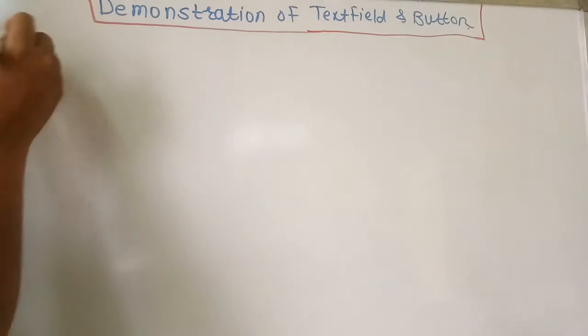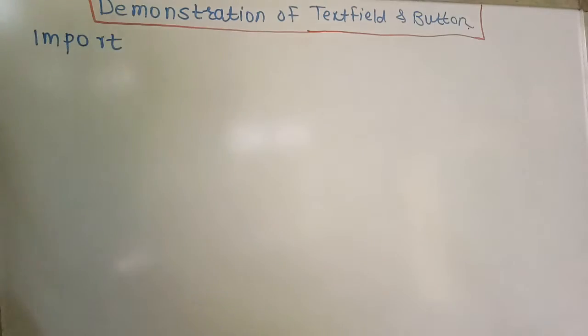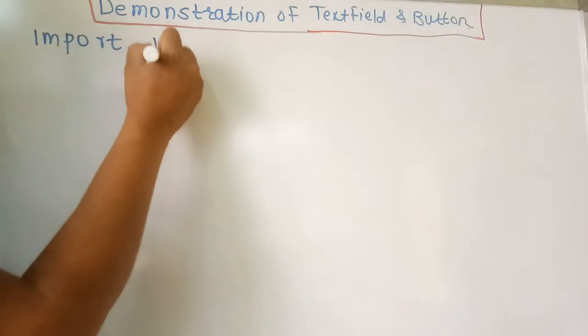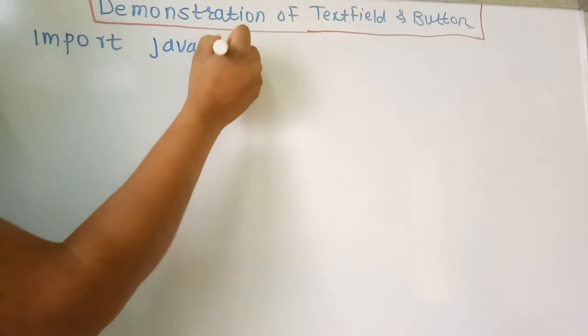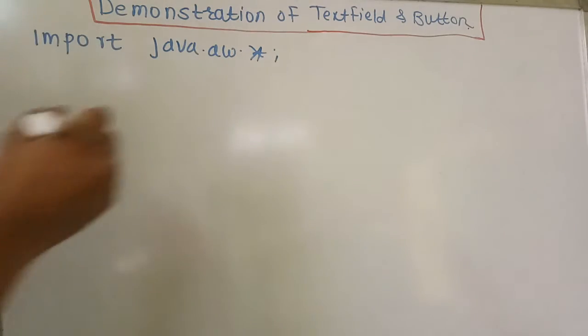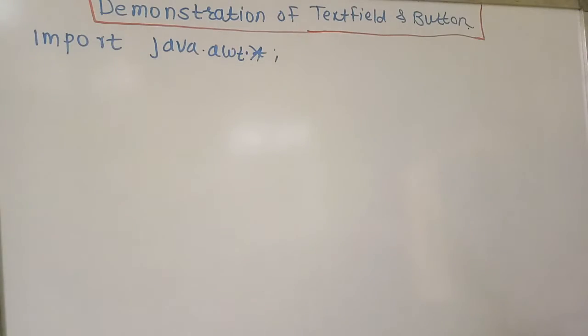So by the regular mechanism, we will start with the header file or the package. We call it a package in Java programming. That is, the first package is java.awt.*. This is the general package for GUI designing.